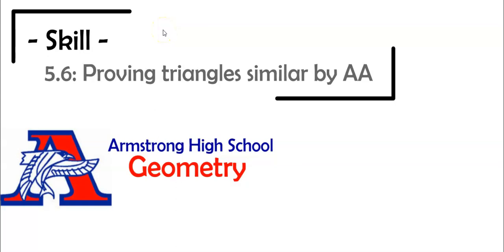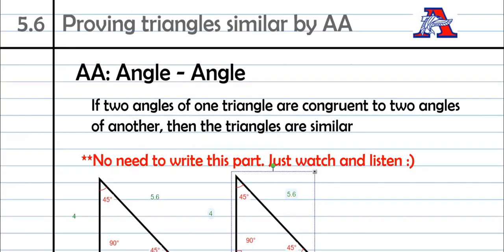Hi everyone, this is 5.6, Proving Triangles Similar by AA. A lot of what we're going to do in the next two lessons is going to be pretty familiar since we're just coming off of the congruence unit. So hopefully it won't be super difficult, and it's really going to be a lot less involved too. So just two lessons, first one beginning today.